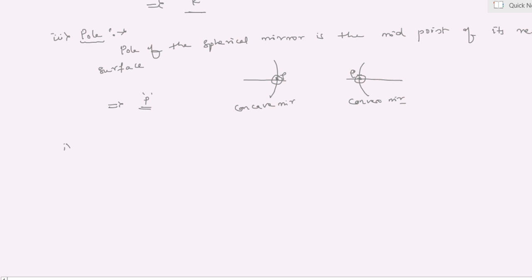Yes, fourth one is principal axis. The principal axis of a spherical mirror is the line joining the pole of the mirror and center of curvature. Yes, my dear students, it joins what?